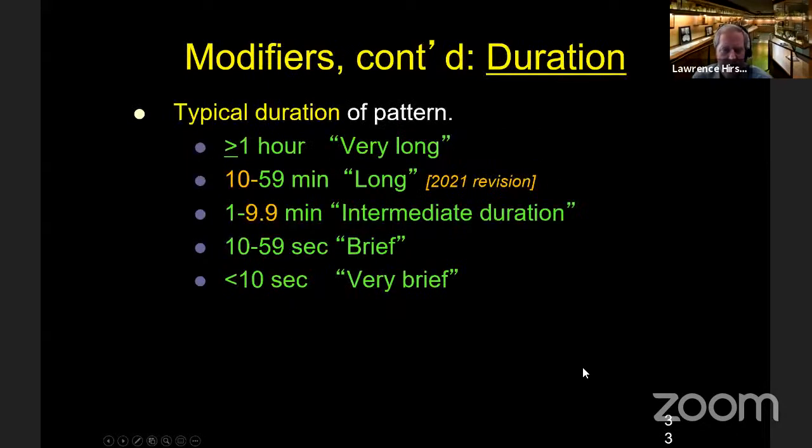Similarly, for the duration of each pattern itself, or each instance of the pattern, anything less than 10 seconds is very brief. Less than a minute is brief. If it's 1 to 10 minutes, it's intermediate duration. We couldn't find a good English word for that. And if it's 10 minutes to an hour, it's long. The only change from the prior version was this used to be 5 minutes, but we changed it to 10 minutes to match the ILAE definition of status when it's not convulsive.